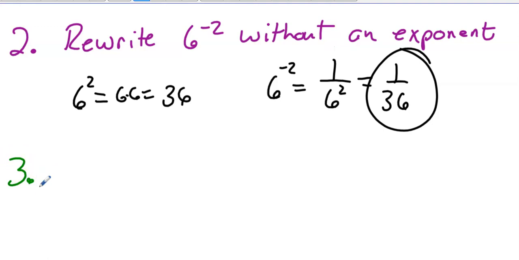All right, same directions on all these. They're going to ask you to rewrite without an exponent. Just so we don't have to keep rewriting the same directions, we'll go back and do it here. So we've got 3/4 to the negative 1 power.